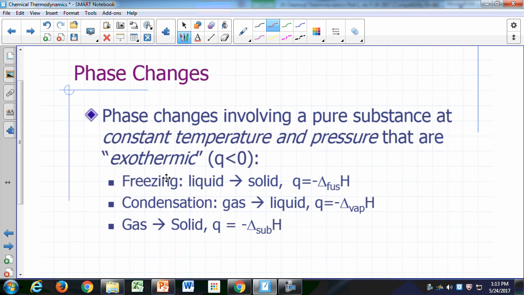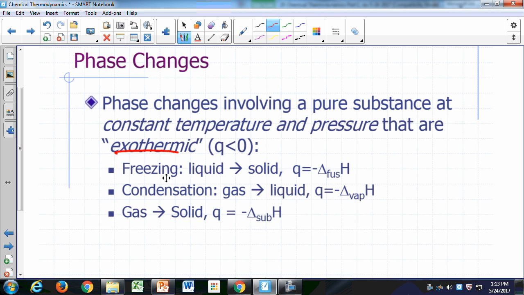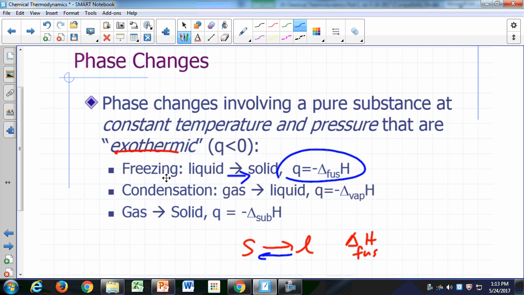Now, the opposite of those phase changes would be exothermic. So, for example, we said that solid to liquid is endothermic, and the delta H is called delta H fusion. Well, the opposite, going from liquid to solid, would just have the negative of the delta H of fusion. So it's going to be the same value except negative. So it would be an exothermic process. When liquid water freezes, it is an exothermic process.